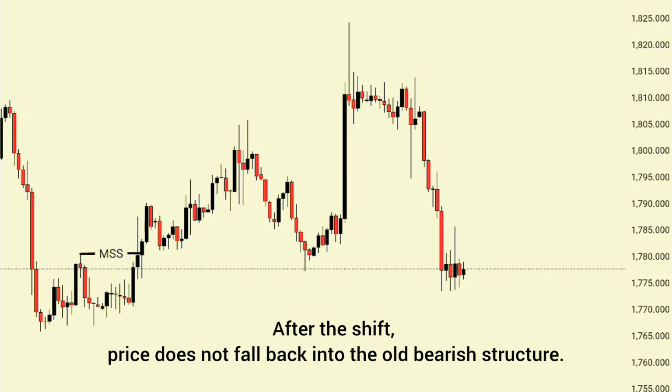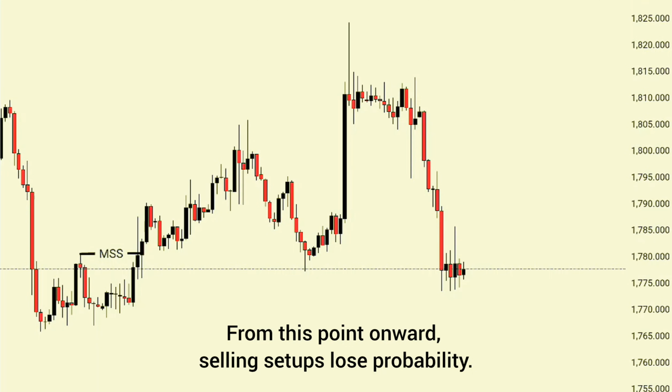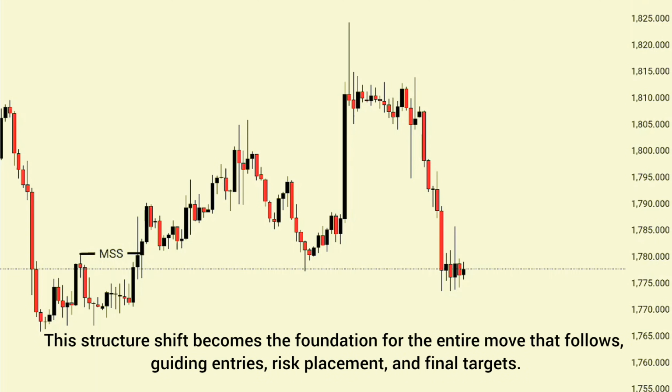After the shift, price does not fall back into the old bearish structure. Instead, it begins to respect higher lows, confirming the change in direction. From this point onward, selling setups lose probability. The focus shifts to buying opportunities at areas where price previously showed strong demand. This structure shift becomes the foundation for the entire move that follows, guiding entries, risk placement, and final targets.